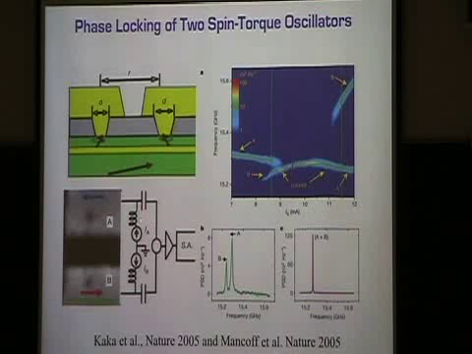Another class of experiments is you feed in an AC current, and you can show that these oscillators can lock to or anti-lock to an AC drive. So you can control the phase through the way you couple to these oscillators.